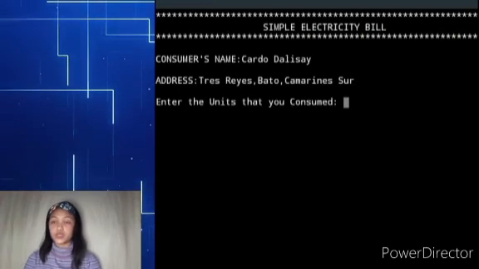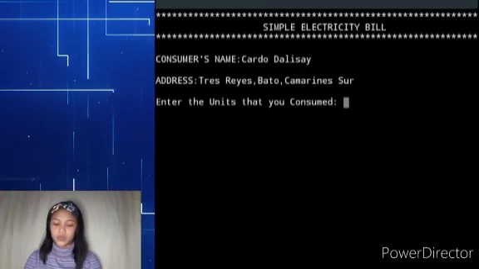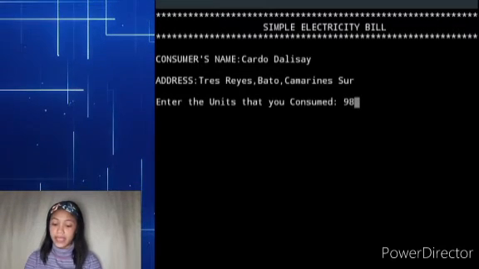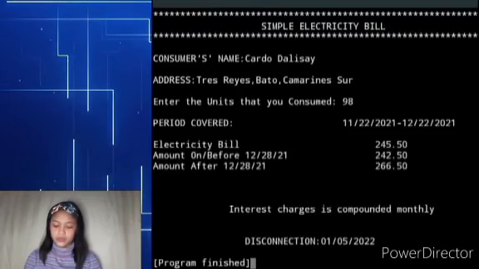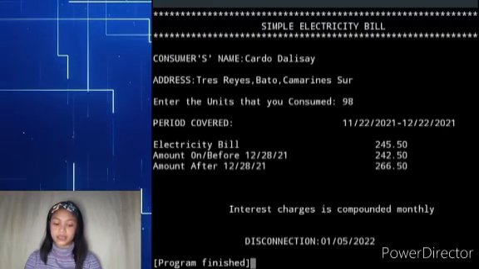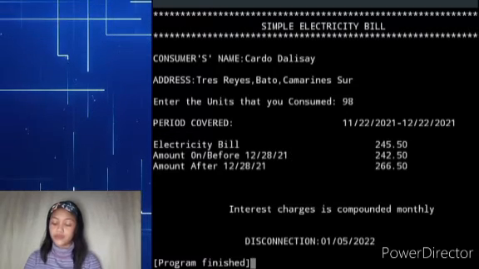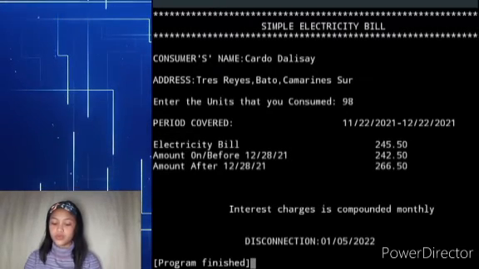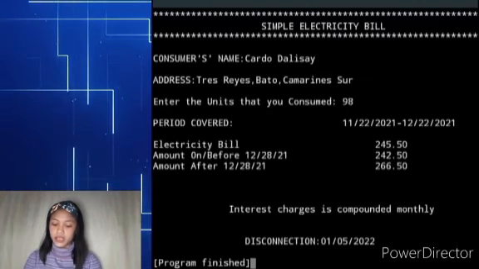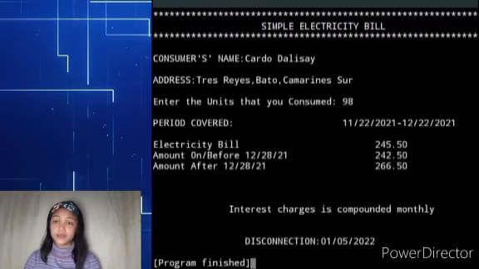Enter the units that you consume. So, how many units did he consume in 1 month. So, for example, his family or their house consumed 98 units. So, the period covered, electricity bill, and so on will appear here.